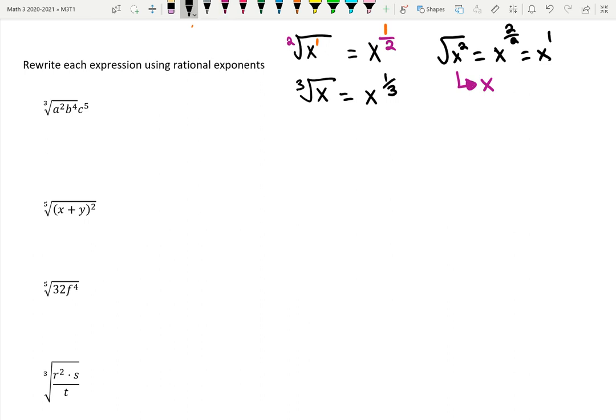So I'm going to just rewrite each expression using rational exponents. I don't have to do anything crazy. I just have to rewrite it. So this first one, I'm going to rewrite it as a to the 2 over 3 times b to the 4 over 3 times c to the 5/3.